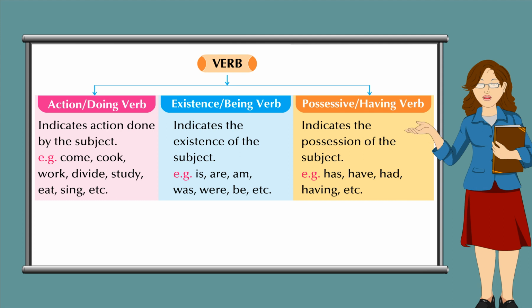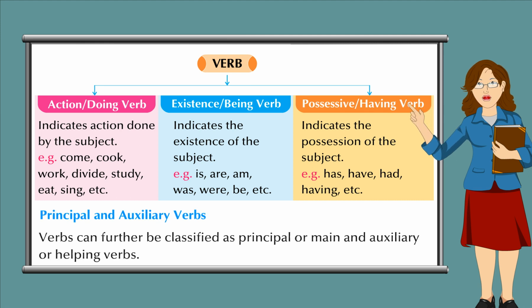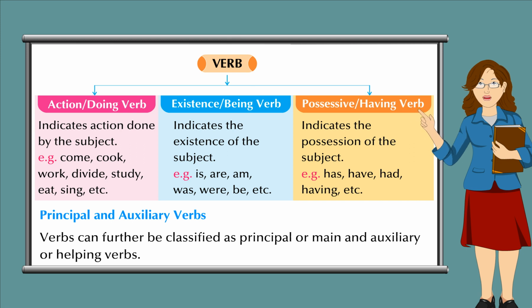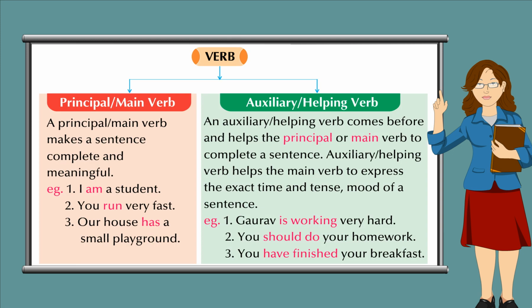Possessive or having verb indicates the possession of the subject. Example: has, have, had, having, etc. Principal and auxiliary verbs. Verbs can further be classified as principal or main and auxiliary or helping verbs. Principal or main verb: a principal or main verb makes a sentence complete and meaningful.